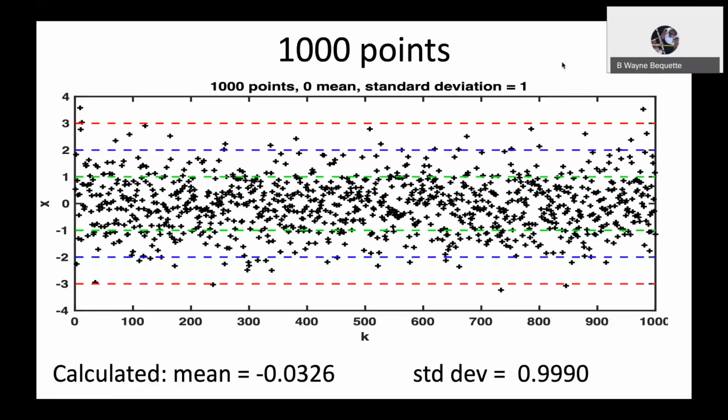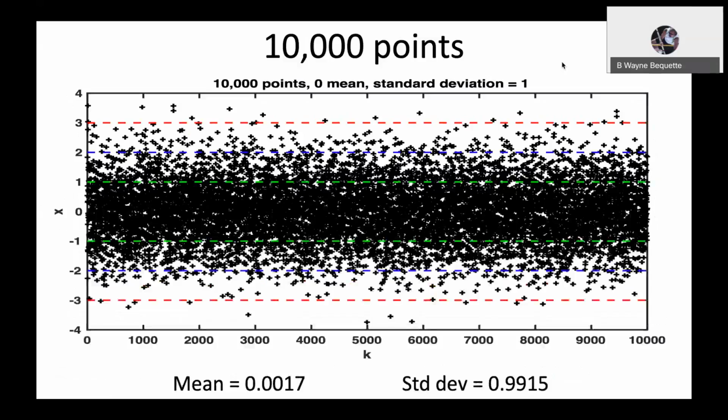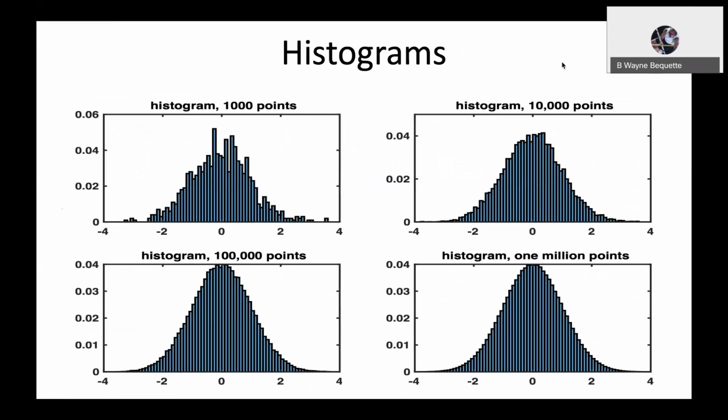And you can see a lot of points lie within ±1 standard deviation, even more within ±2 standard deviations, and finally the vast majority within ±3 standard deviations from the mean. Doing the same thing with 10,000 points, again we get means and standard deviations close to 0 and 1 respectively. And then we produce the histogram for a large number of points. You can see at 1,000 points, it doesn't quite look like a normal distribution. It's getting close, but not quite smooth enough.